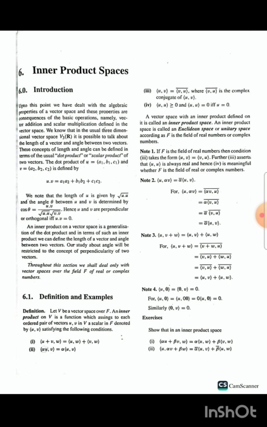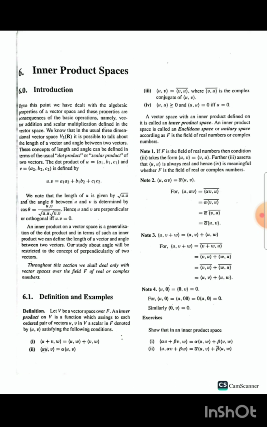So the inner product of u comma alpha v is equal to the conjugate of the inner product of alpha v comma u. Next, we take the scalar alpha bar outside, and alpha bar times the conjugate of the inner product of v comma u, which is the inner product of v comma u bar, and this is nothing but alpha bar times the inner product of u comma v.